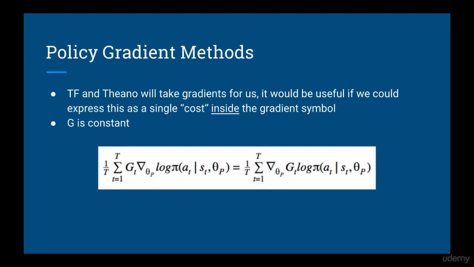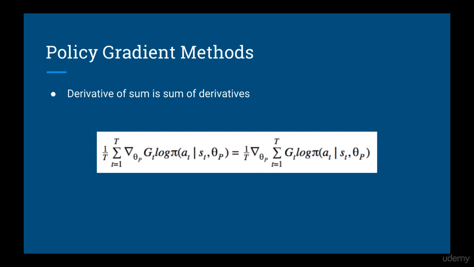But also remember that TensorFlow and Theano are going to take gradients for us. In particular, we want just one expression we can pass in as the cost to the optimizer. To turn what we have into that form, we realize that g is a constant, so it can be moved inside the gradient. We also know that the derivative of a sum is just the sum of all the individual derivatives, so we can move the gradient outside the sum.